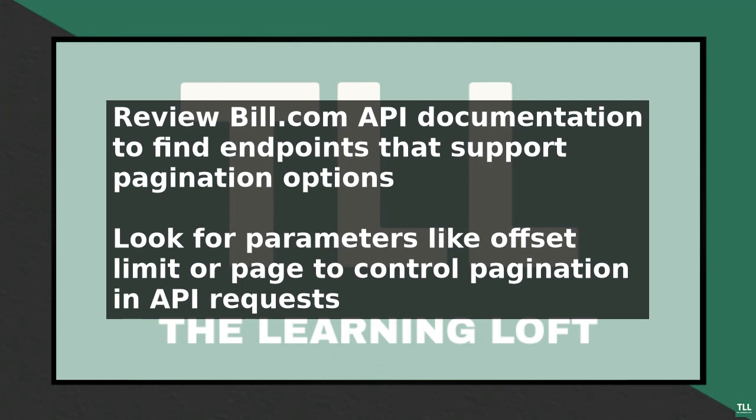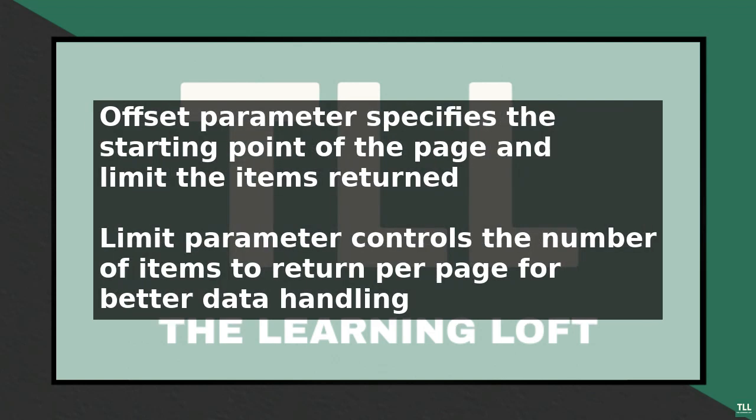When making a request to a paginated endpoint, you need to include the pagination parameters in your query string. For instance, if you are using the Bill.com API to retrieve a list of invoices, your request might look like this. You can specify the offset and limit parameters to control the pagination.